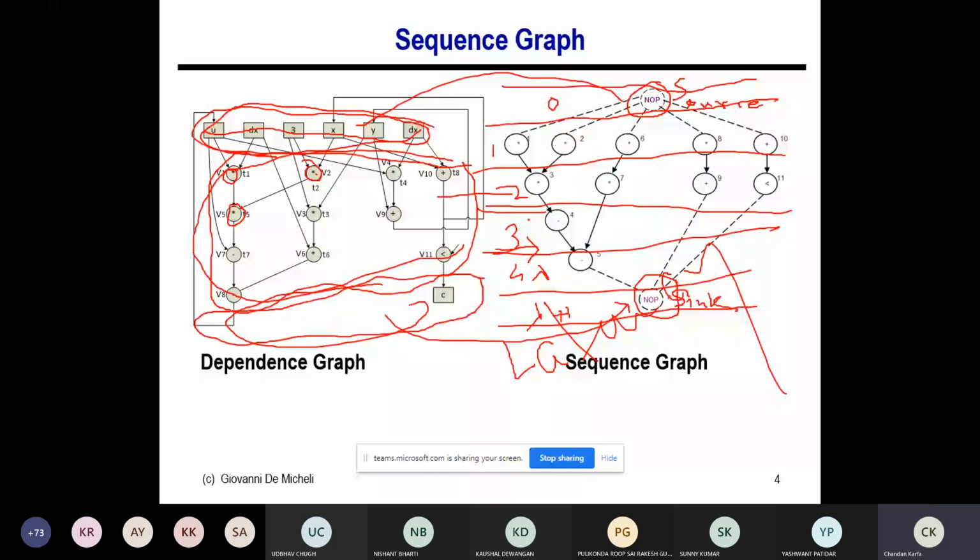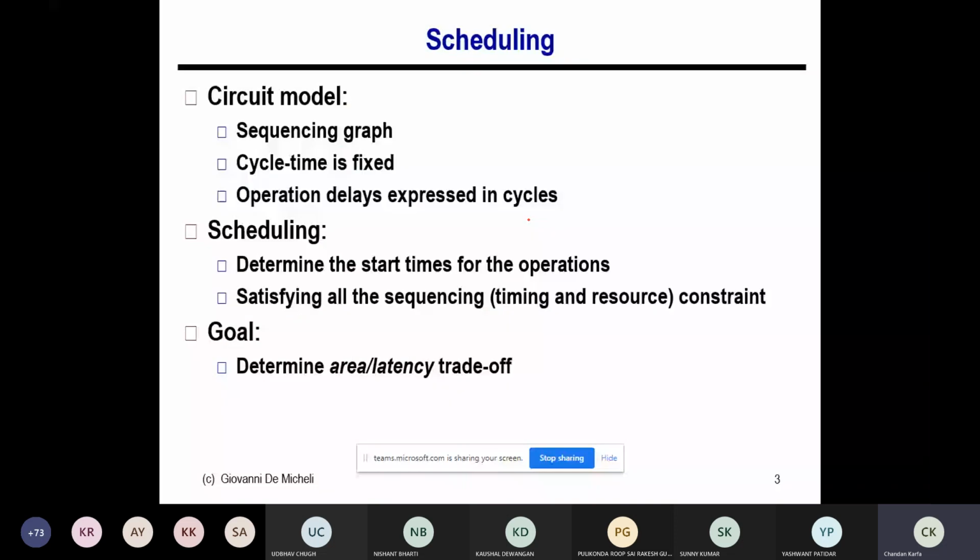Now, the cycle time is fixed, that is understood. So the next point is basically this.